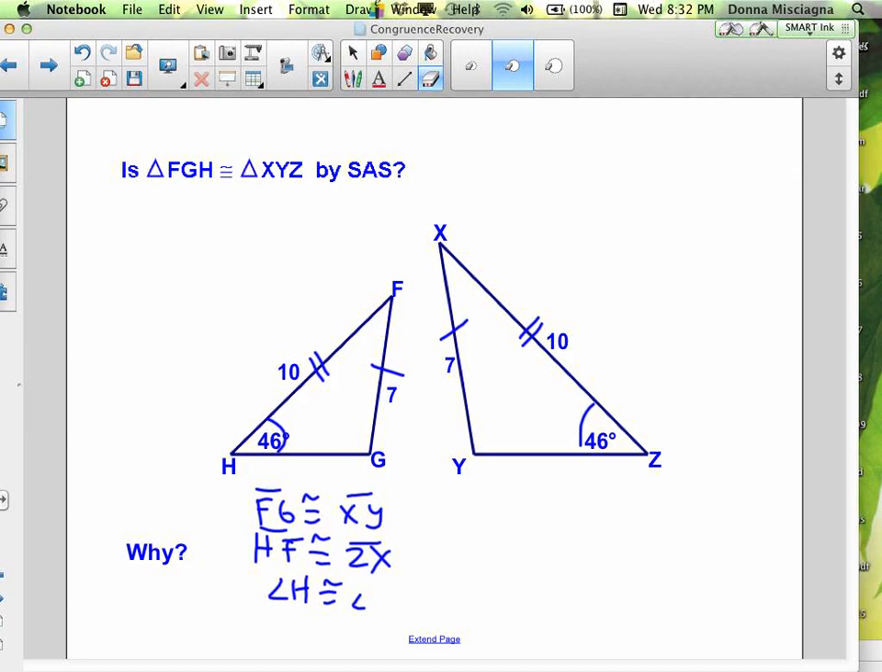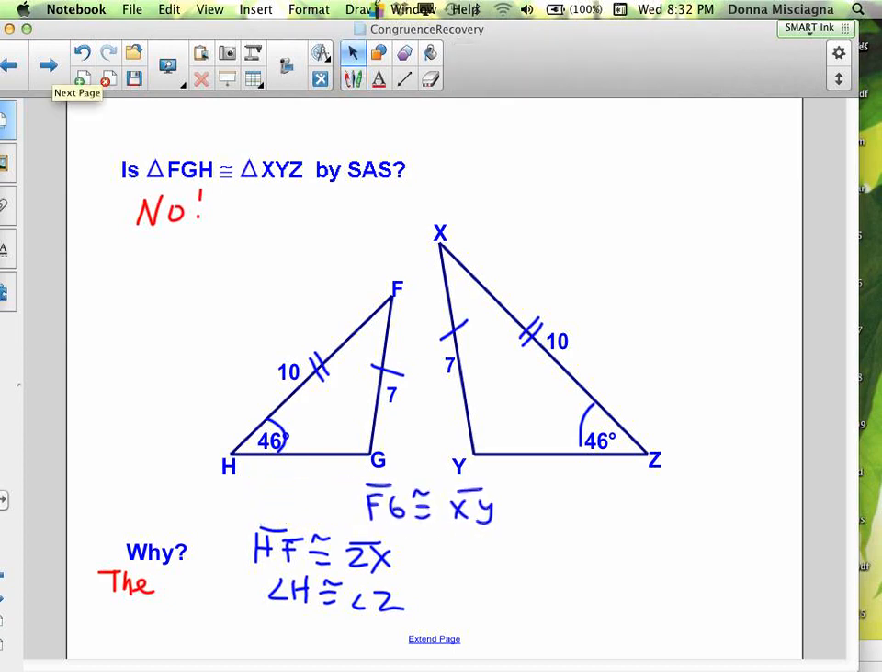So, is that side angle side? Let's check. Right? Well, look where that angle is located. Is that angle between the sides? It is not. Right? So, is triangle FGH congruent to triangle XYZ by side angle side? Our answer here is a big old no. Okay. Why? The angle is not the included angle. So our congruent angle is not the included angle.